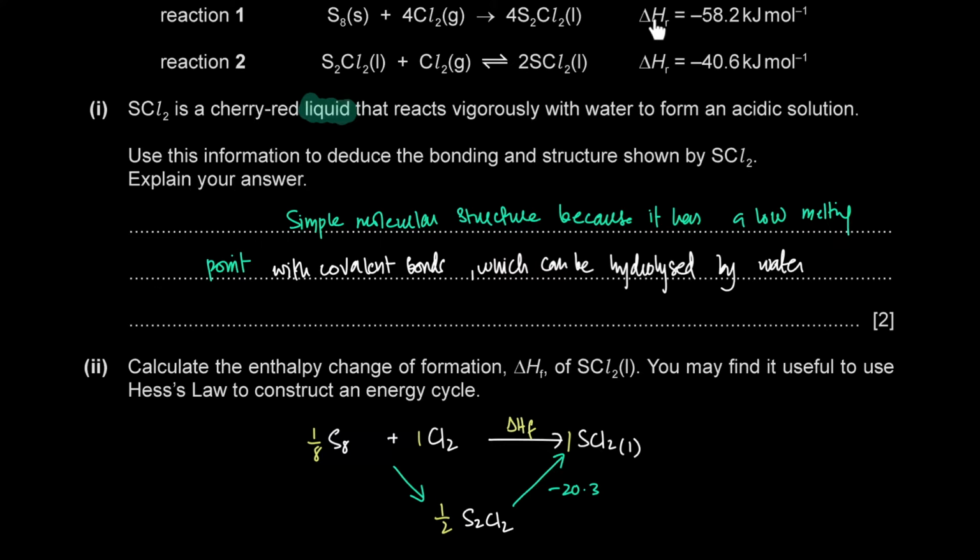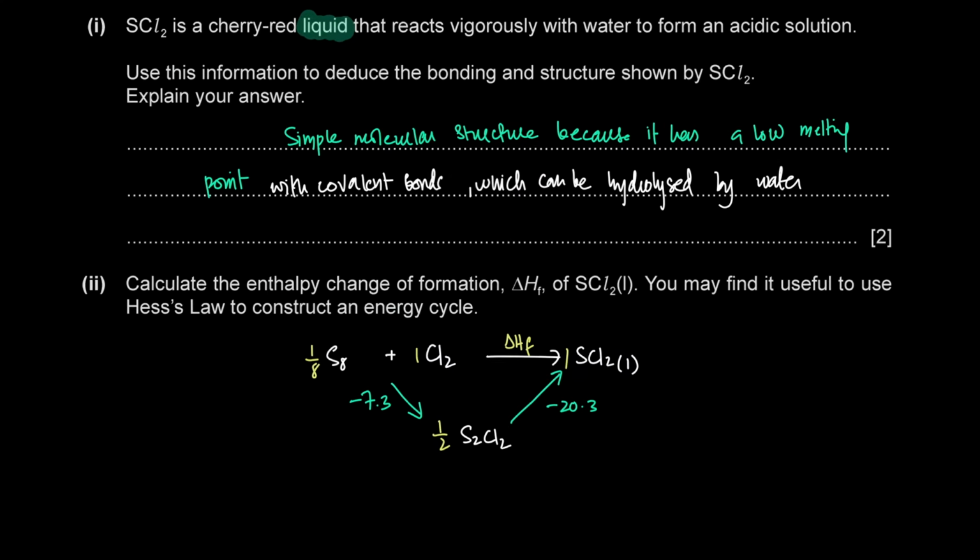So we have minus 58.2 divided by 8, which is minus 7.275. So minus 7.3. So this arrow is minus 7.3. Again, in this energy cycle, what we're saying is that the enthalpy change of formation, when the elements are converted to SCl2, is the same as the elements being first converted to S2Cl2 and then S2Cl2 being converted to SCl2, right?